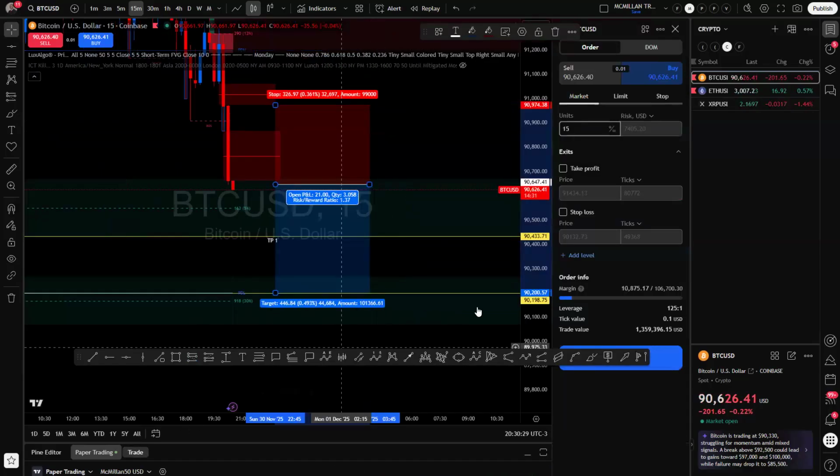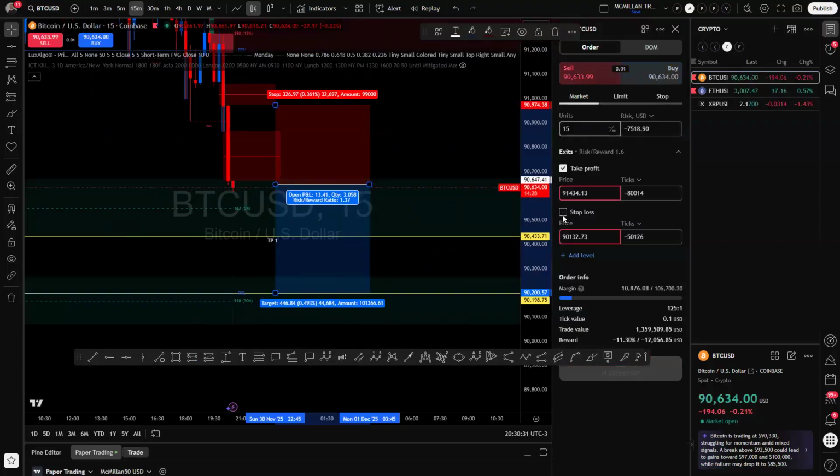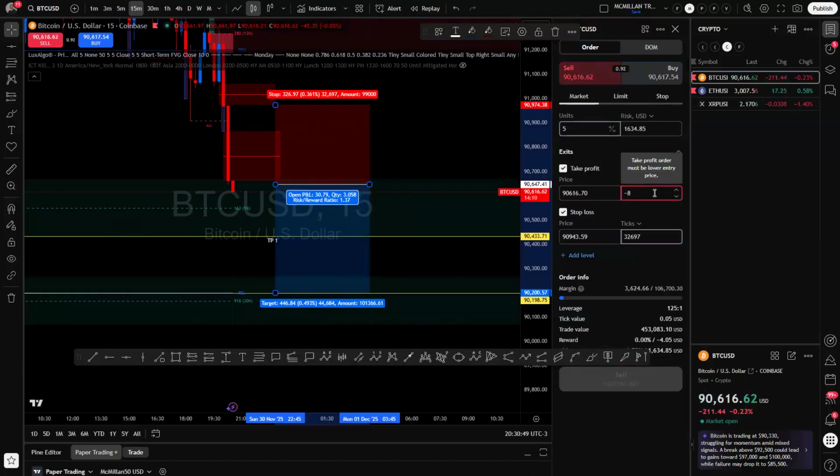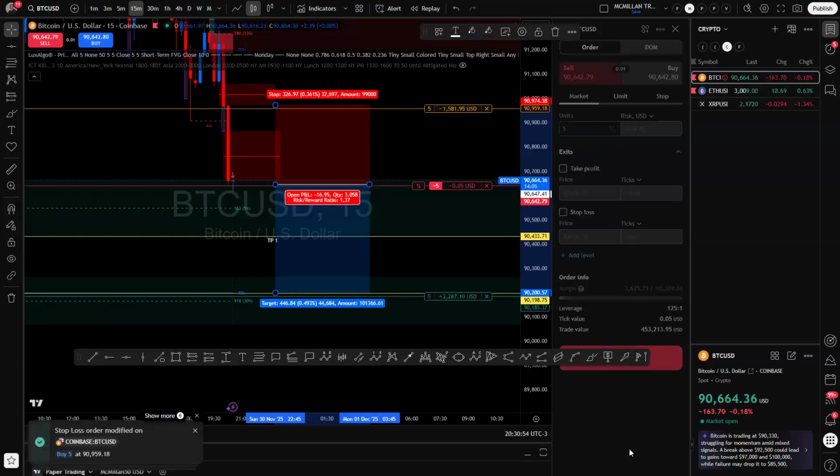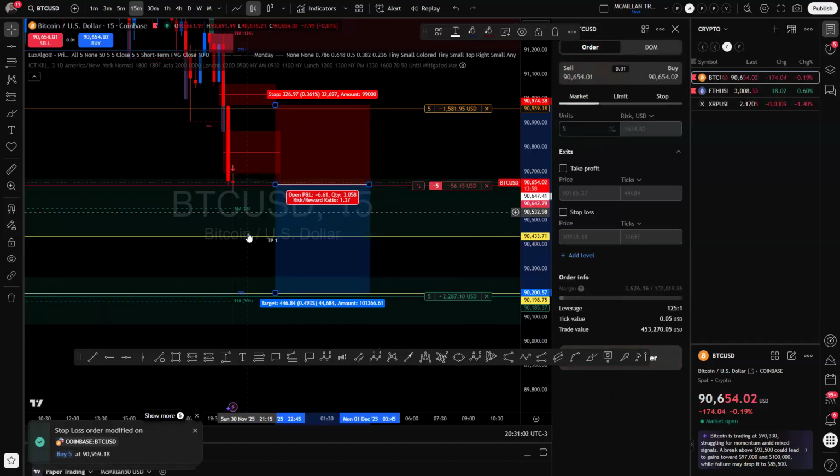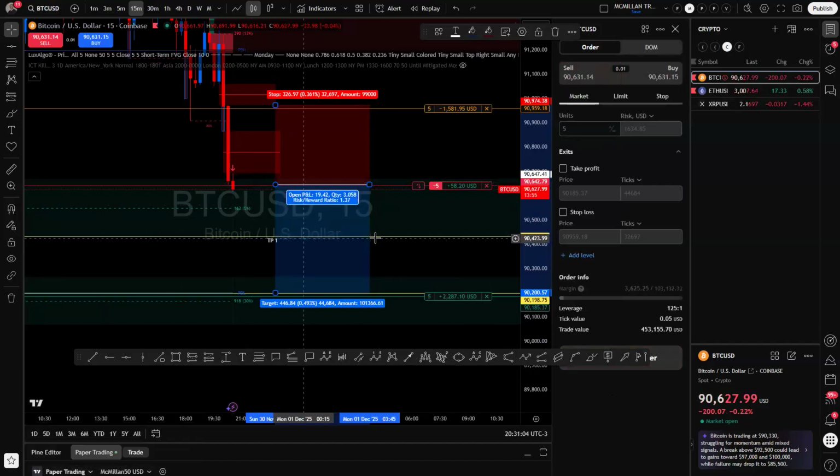So, sell. Going to do, let's see, 5 units of this. Stop loss is going to be 32,697. 44,684. Let's sell it. And then we'll see if we get a little bit of a decent entry. Realistically, I can see it coming maybe down to the bottom of the order block. That's what I'm thinking.